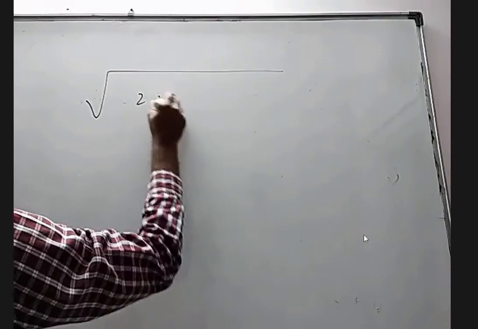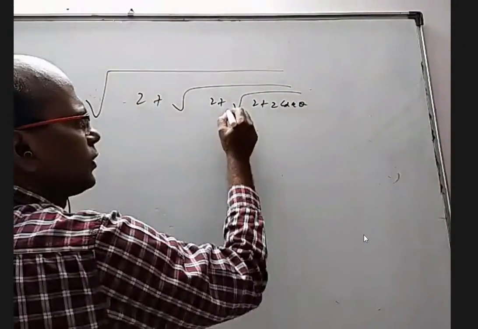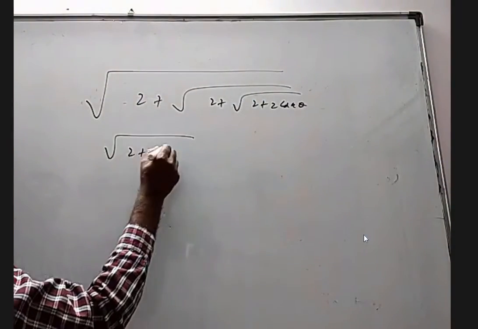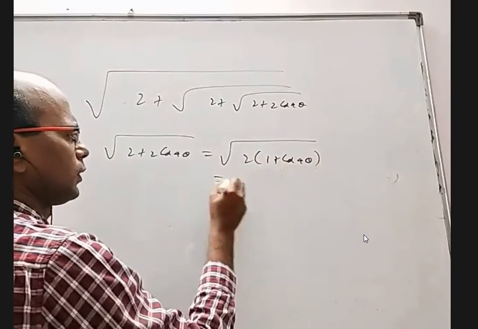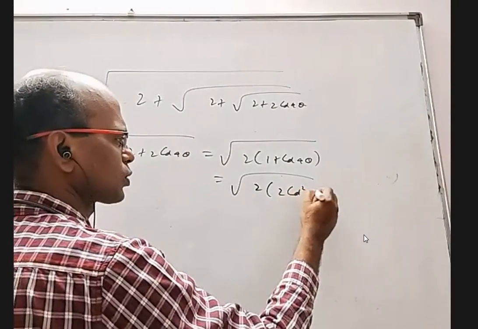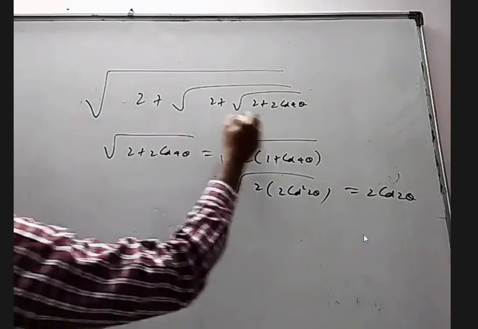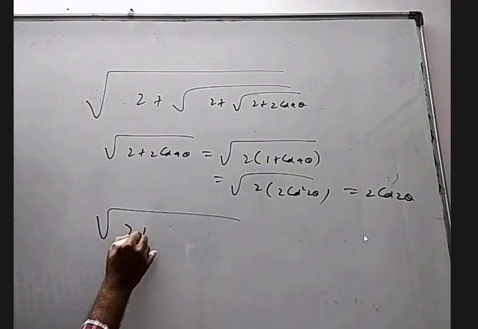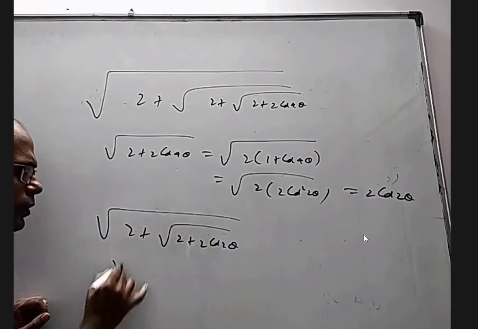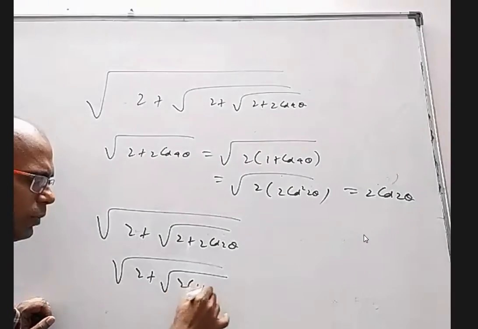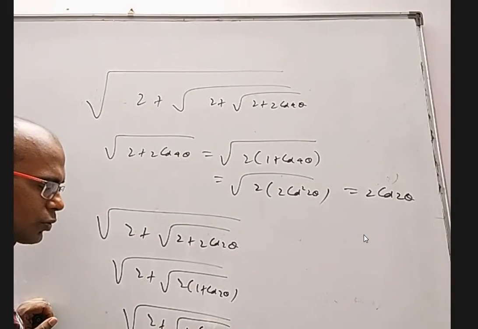Root over 2 plus root over 2 plus root over 2 plus 2 cos 4 theta. I think this is the question. If we take this inner part, root over 2 plus 2 cos 4 theta, 2 common, it is 1 plus cos 4 theta, and that 1 plus cos 4 theta is 2 cos square 2 theta, which will be 2 cos 2 theta. Okay, so I can remove this and write that. So it will become root over 2 plus root over 2 plus 2 cos 2 theta, this part. Now you can take 2 common. It will become 1 plus cos 2 theta, and 1 plus cos 2 theta is 2 cos square theta.